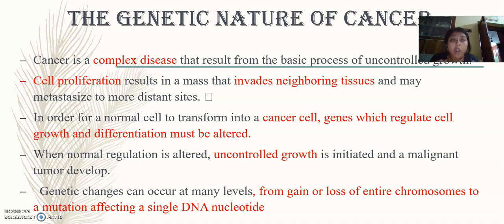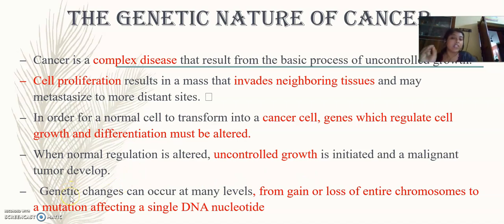But when there are polygenetic mutations, multiple genetic lesions at a time, it becomes very difficult for the body to cope with this situation, and that basically leads to what we call cancer. So when normal regulation is altered, uncontrolled growth is initiated, and a malignant tumor develops. As I move on to the videos, you will understand what is a benign tumor and what is a malignant tumor.